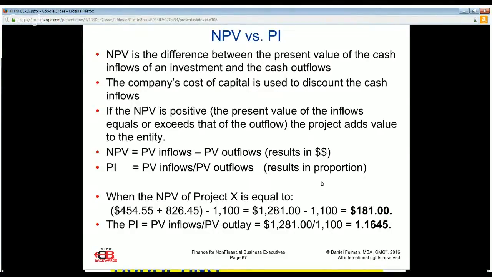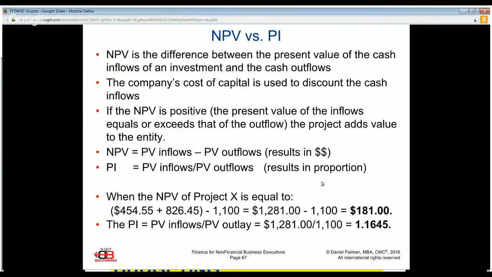Is 181 enough? That's a different question. That depends on what we're comparing it to. If the basic question is, does this project add value to the organization from a financial standpoint? The answer is yes, 181. If the question is, is this project good enough to exceed a certain hurdle? Separate question. What's that hurdle? What's the minimum threshold? Is it 0? Is it 100? Is it 1,000? Only knowing that can we answer that question.